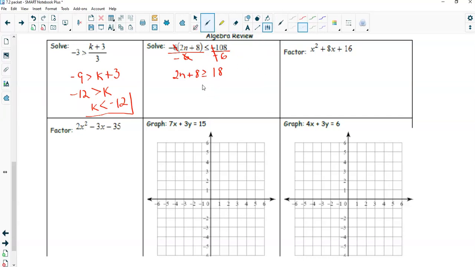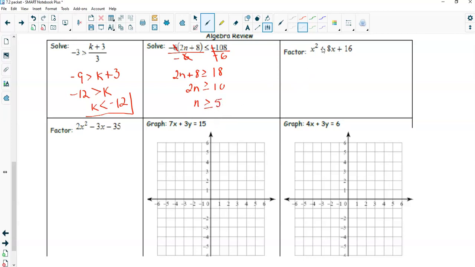Okay, so now that I have that, all I have to do is subtract 8 from both sides, so that means 2n is greater than or equal to 18 minus 8 is 10. That means n is greater than or equal to 10 divided by 2, which is 5. And there you have it.